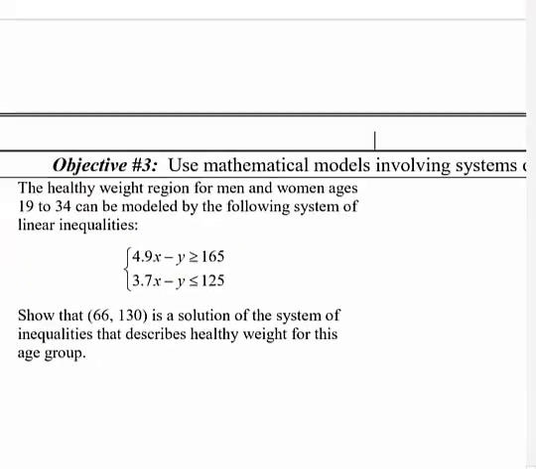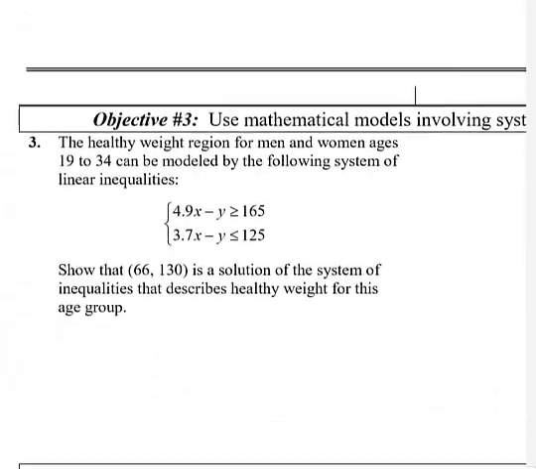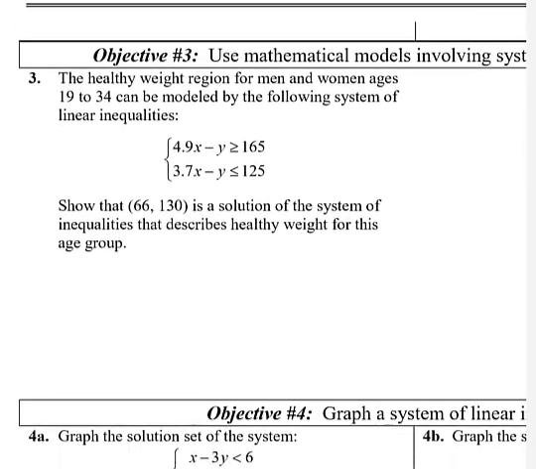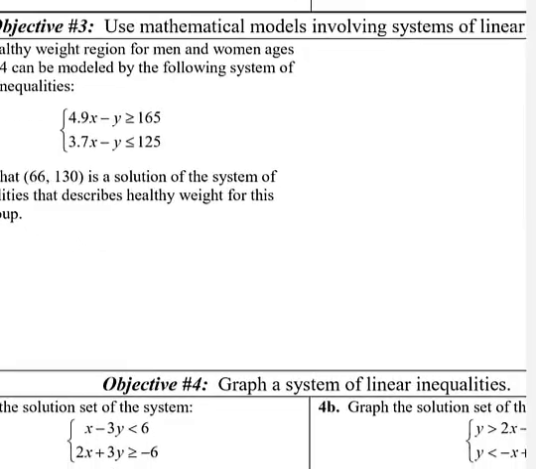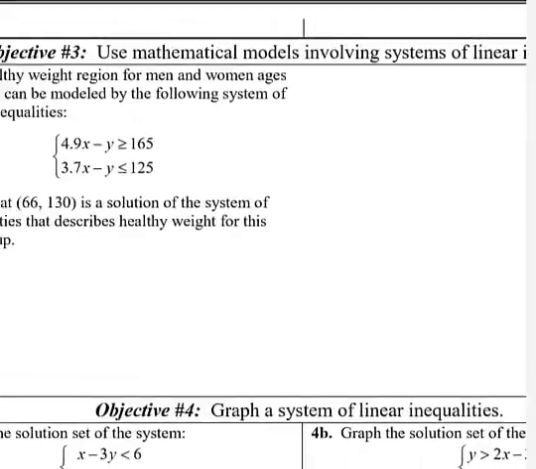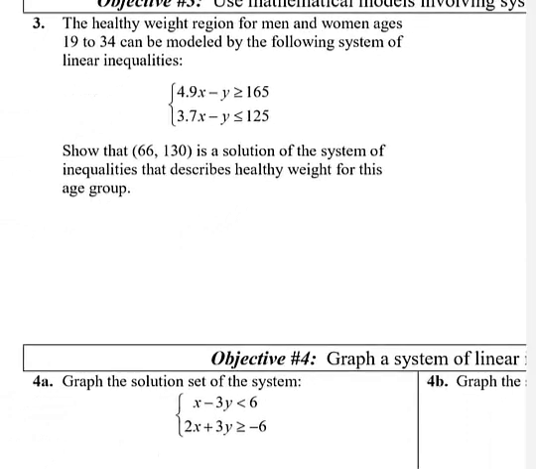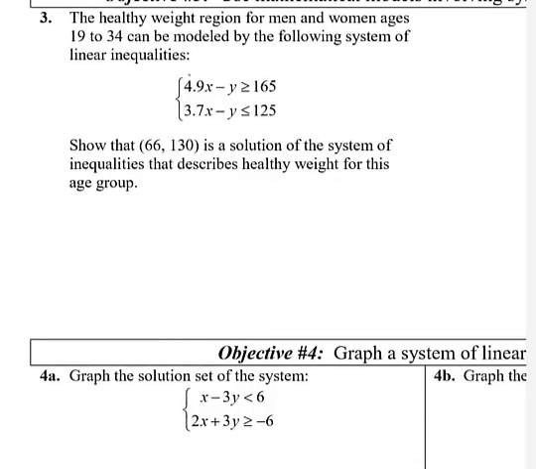Alright, let's see. We got a couple more objectives, and then this section's pretty much over, so then we'll start a new chapter. So we want to use mathematical models involving systems of linear inequalities. This is kind of going back to the introduction to this section. This might be something that talks about healthy weight range. So this says, healthy weight range for men and women ages 19 to 34 can be modeled by the following system of inequalities.